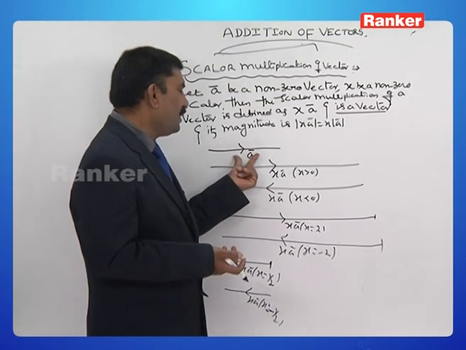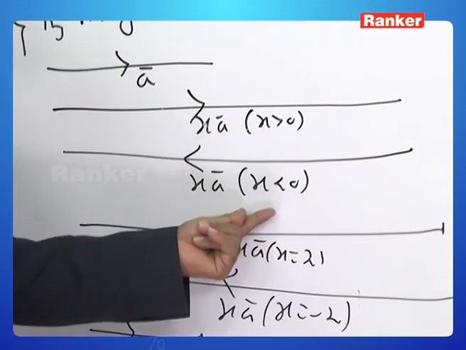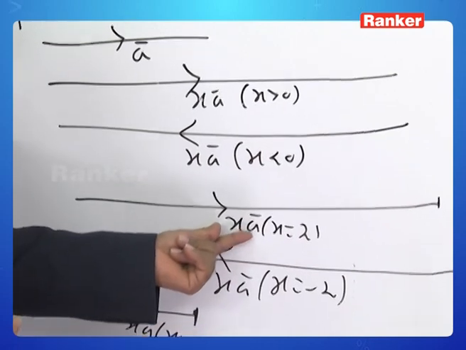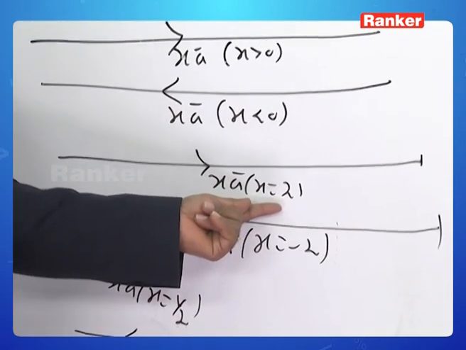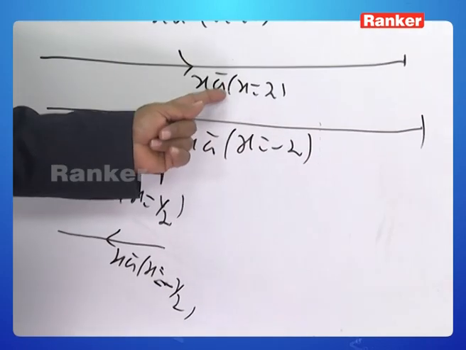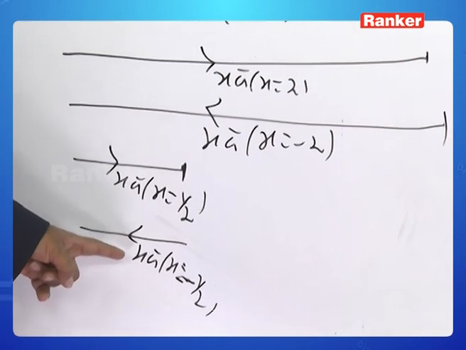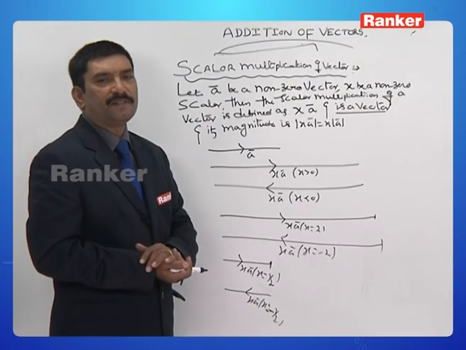Therefore, this is a bar, xa bar when x is positive. That is a bar, xa bar when x is negative. That is xa bar when x is equal to 2, times its magnitude, same direction. Xa bar when x is equal to minus 2, opposite direction. Now xa bar, x is equal to half. Now xa bar, x is equal to minus half.